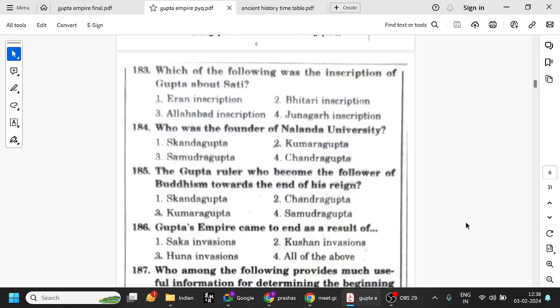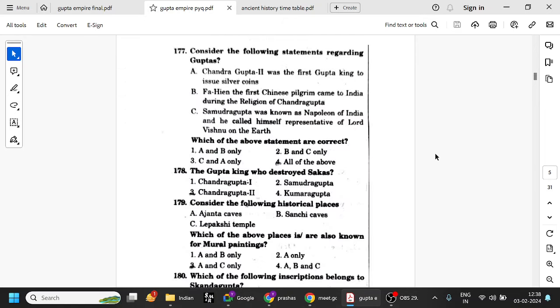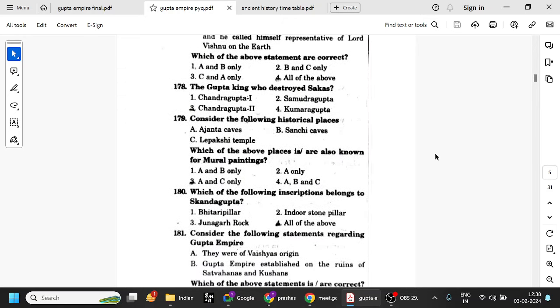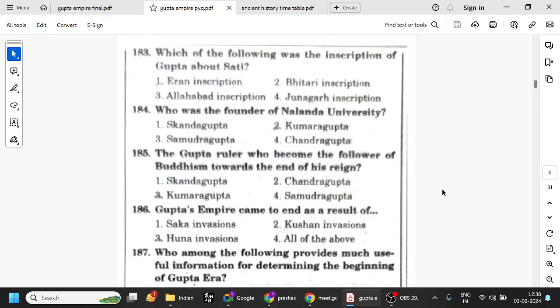So, which of the following was the Gupta inscription about Sati? About Sati, they have spoken in the Eran inscription. Bhitari, Allahabad, all these things we have seen, Samudragupta, right? Bhitari, Indore stone, etc. Junagadh, Indore and Bhitari, all those three are Skandagupta, that means at the ending. And details about Sati were given in the Eran inscription. Try to remember that. And Bhitari, Junagadh, Indore, all those belong to Skandagupta. And the Allahabad inscription is Samudragupta, right?